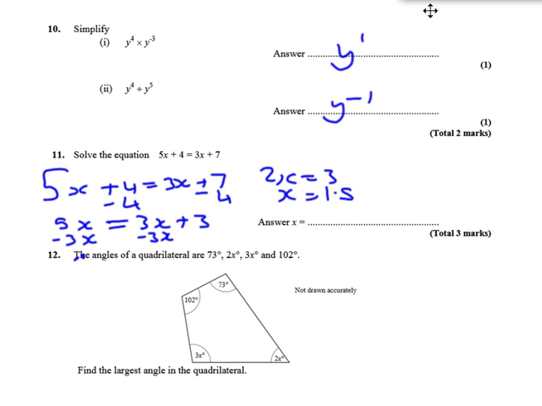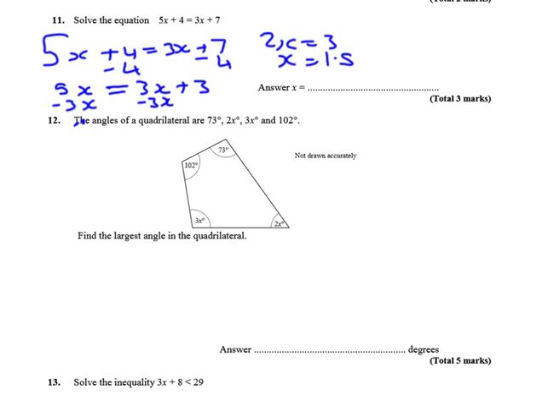Right, on to question 12 with Tessin. Now this is one of the hardest questions on the paper. A lot of people got this wrong. So it's a good job we've got one of our best students on the case. Now we have to add the 4 angles. So 102 and 73 and 2x and 3x. We add them all up.